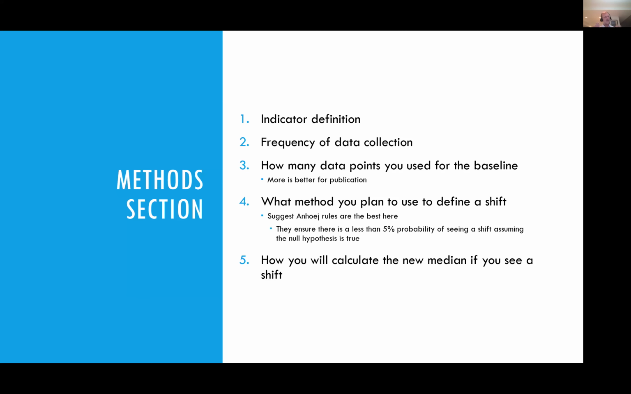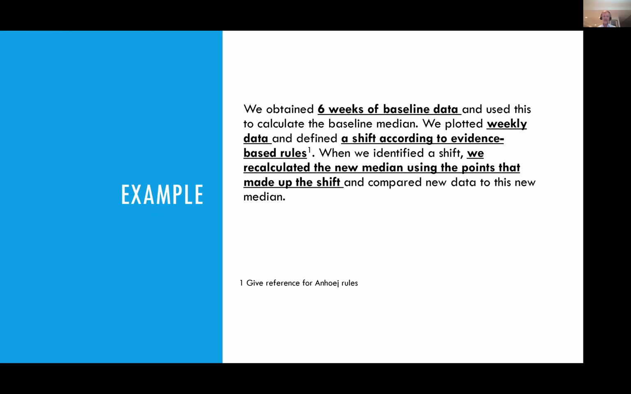And do say what method you plan to use to define a shift. For publications, I would use the Anhøj rules. They are set up so that there is a less than 5% probability of seeing a shift, assuming the null hypothesis. So I think that's the best rule to use if you're talking to external groups. Then talk about how you're going to calculate the new median. An example might be: we collected 6 weeks of baseline data, and we used this for the baseline median. We plotted weekly data, we defined a shift according to evidence-based rules, referring to one of the Anhøj papers. And then we recalculated the median using the points that made up the shift. Pretty simple and straightforward, but it's missing in most papers.